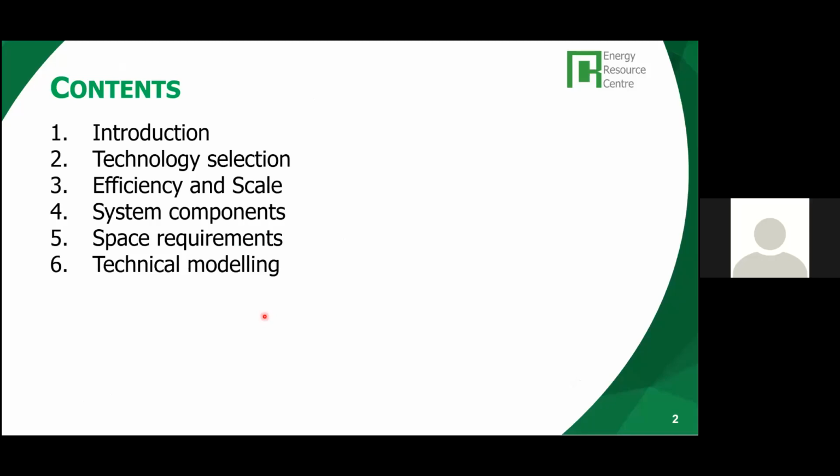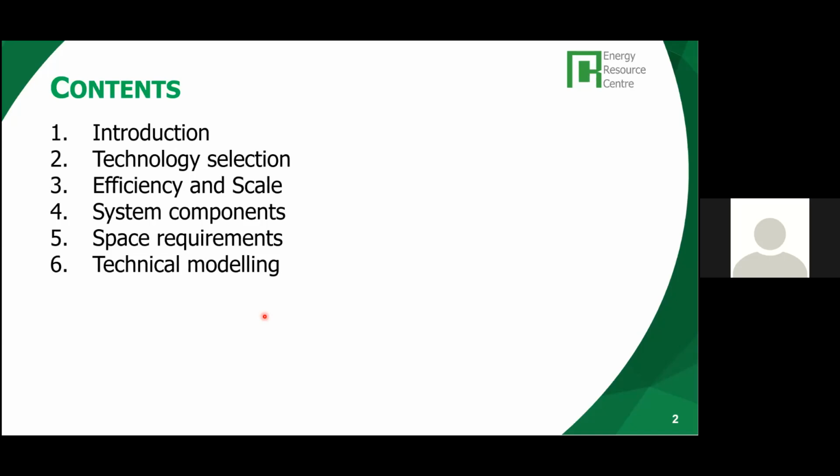We'll have a quick look at procedures for technology selection, as you may remember, there are quite a few different options for technology when it comes to bioenergy. We'll have a quick recap of what we saw from the earlier sessions. We'll have a look at different scales and the efficiency of different systems. We'll look at the scaling of some critical system components.